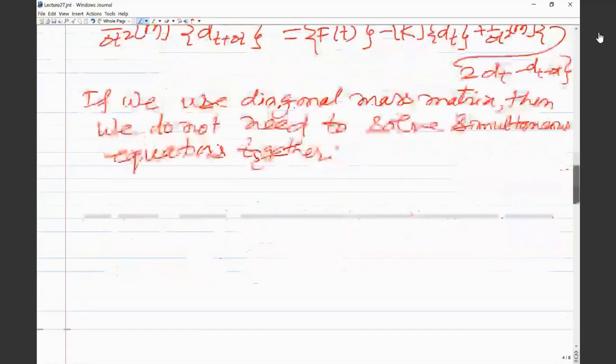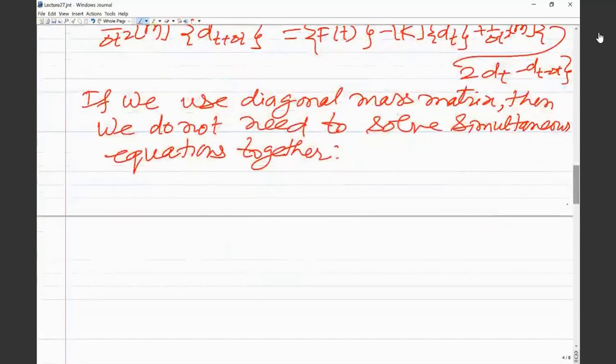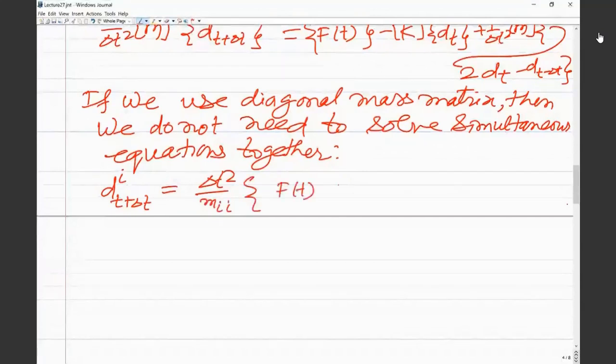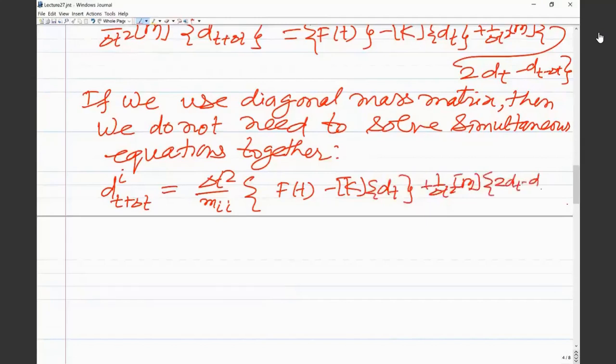That is because if the mass matrix M is diagonal, for example you use a lumped mass matrix, or from a consistent mass matrix you derive the diagonal mass matrix, then the solution for the ith degree of freedom, d at t plus delta t, where the superscript i is the ith degree of freedom, can be directly written as 1 upon delta t square into m i, the diagonal mass, into f of t minus k into d of t plus 1 upon delta t square into m into 2 d at t minus d at t minus delta t.